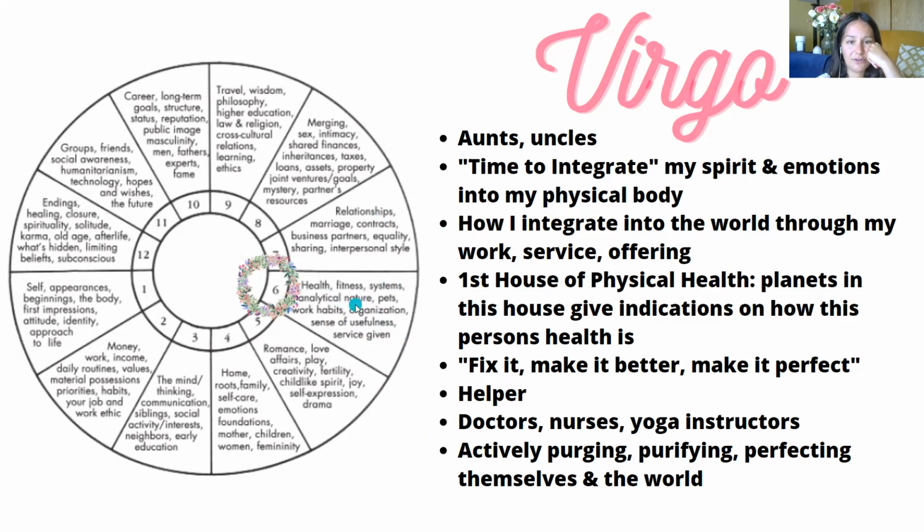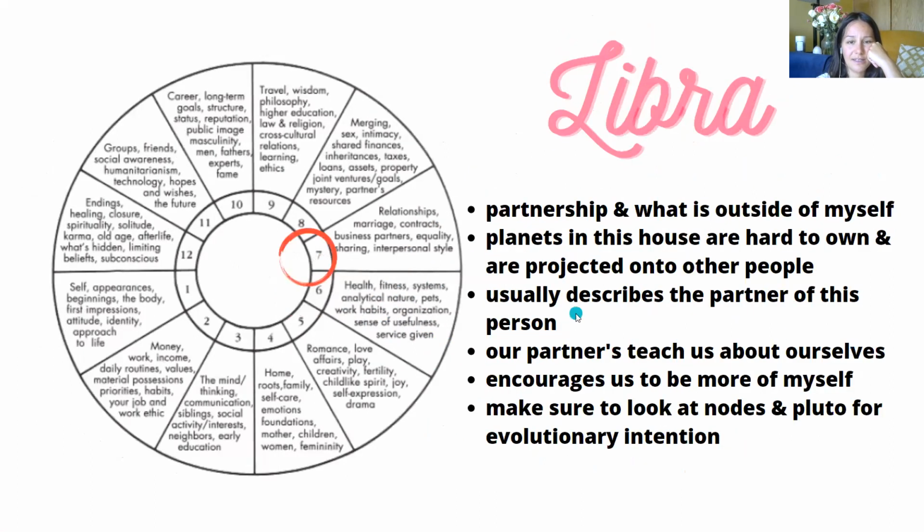Also your aunts and uncles, which I haven't gotten too much into there, so I won't say much more about that. Libra, now we go above the horizon line and we get into our relationships.